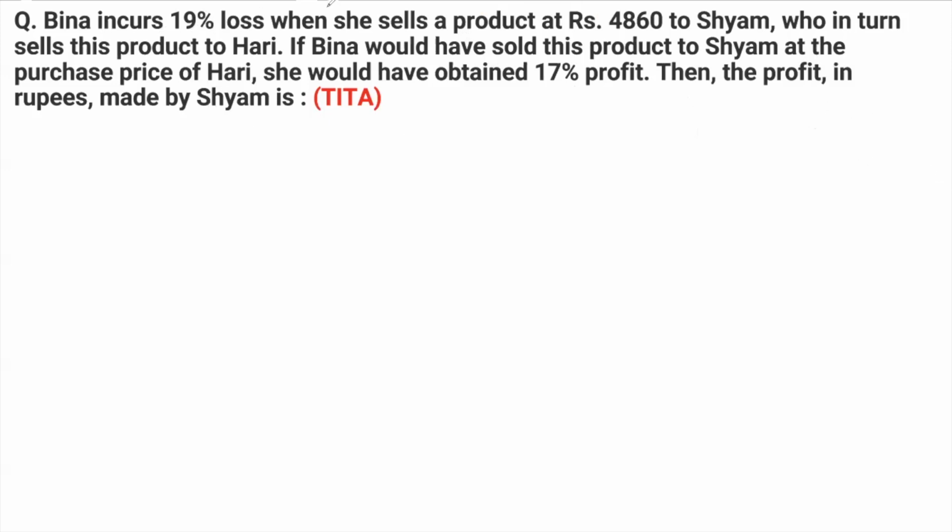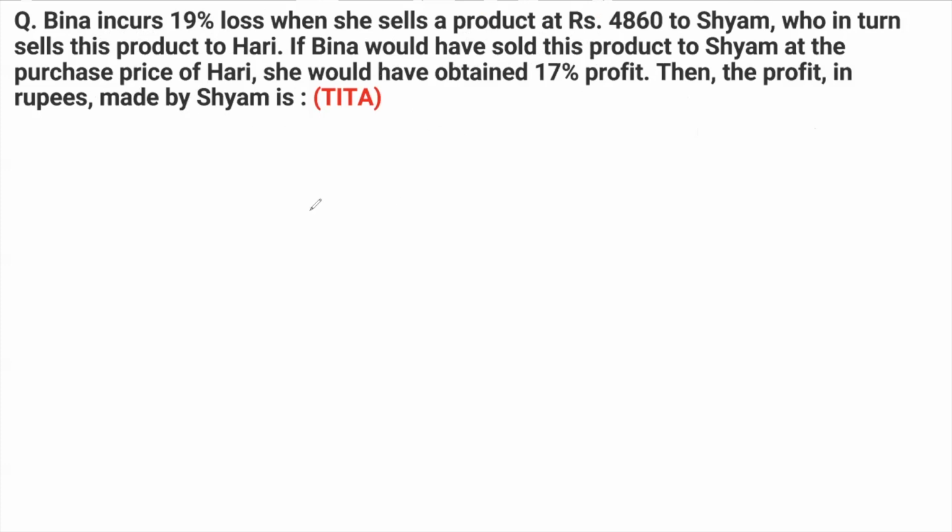Beena incurs 19% loss when she sells a product at rupees 4860 to Sham, who in turn sells this product to Hari. If Beena would have sold this product to Sham at the purchase price of Hari, she would have obtained 17% profit. Then the profit in rupees made by Sham is.